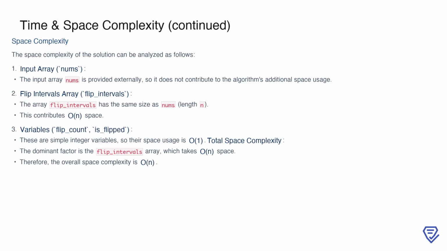Now, looking at the space complexity, the external input array nums does not contribute to the algorithm's additional space usage, as it is provided externally. The main contributor to additional space is the flip_intervals array, which has the same length as nums, resulting in O(n) space usage. Beyond this, the algorithm uses a few simple variables such as flip_count and is_flipped, which only require constant space, O(1). Therefore, the overall space complexity is dominated by the flip_intervals array, making it O(n).